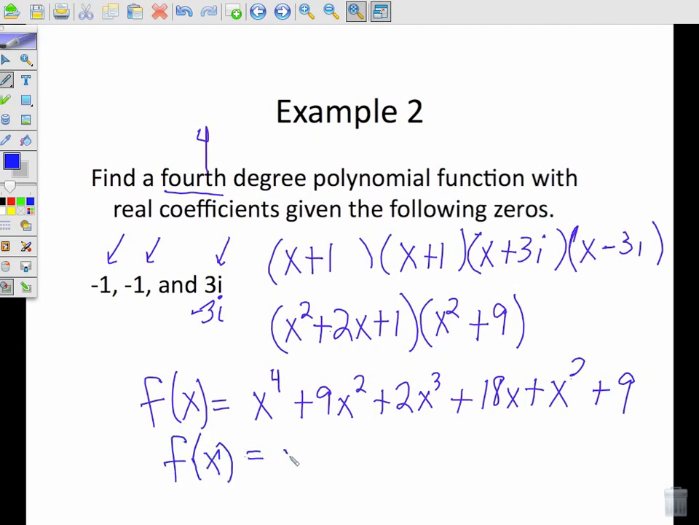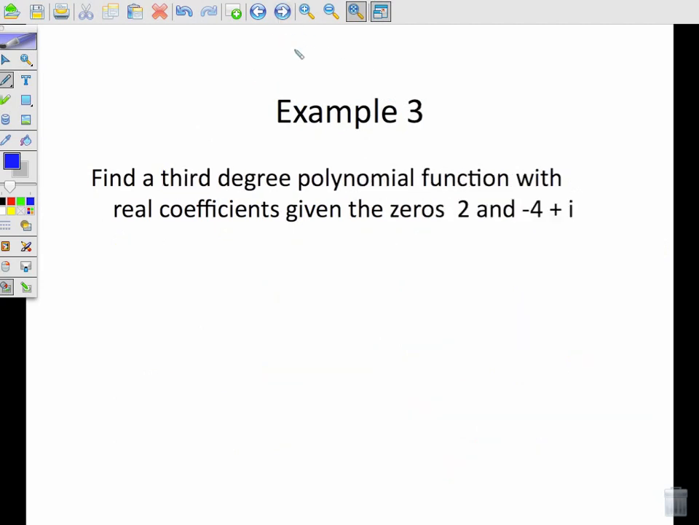Combining like terms, so final answer, f of x equals x to the 4th plus 2x to the 3rd plus 10x squared plus 18x and our plus 9. That's your polynomial. It has a degree of 4. We took all 4 solutions and wrote our expression.